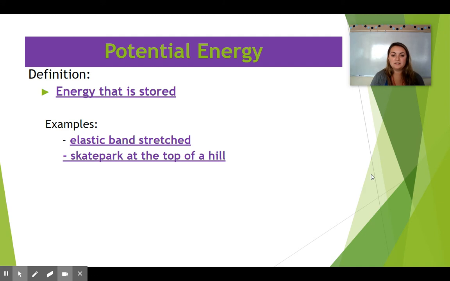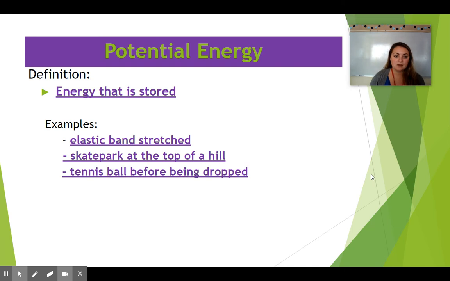Another example is a skateboard when you're at the top of a hill at a skate park. If you're on a skateboard at the top of the hill, you're not moving, but you have the potential to move. Okay, so you have potential energy. A tennis ball, before you drop it on the ground, again, is not moving, but has the potential. It has energy stored. If you were to drop it, there would be energy because it has stored energy, potential energy.